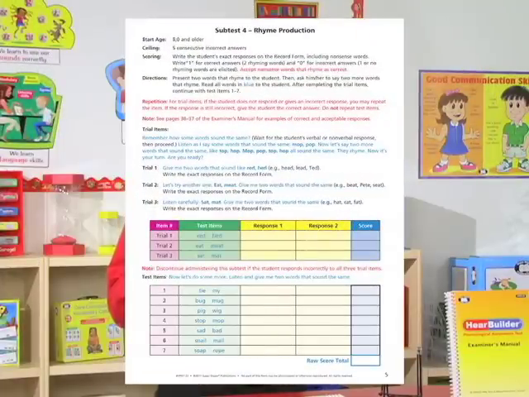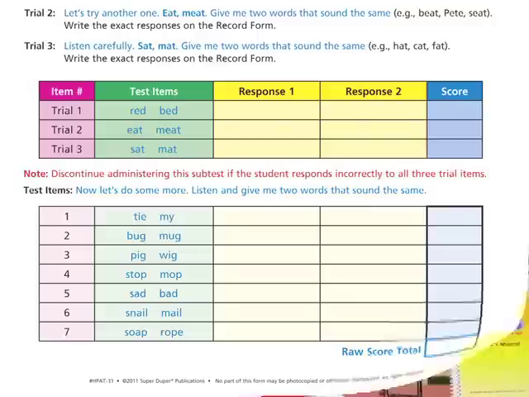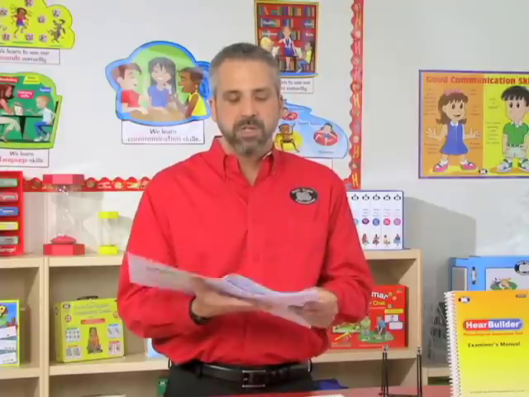For the fourth subtest, we're going to have rhyme production. Here I'm going to give you two words, and then you give me the words that rhyme. So I'm going to say tie, my, and you give me two responses that rhyme with that. If you don't give me but one response, the item's wrong, I move on to the next item.